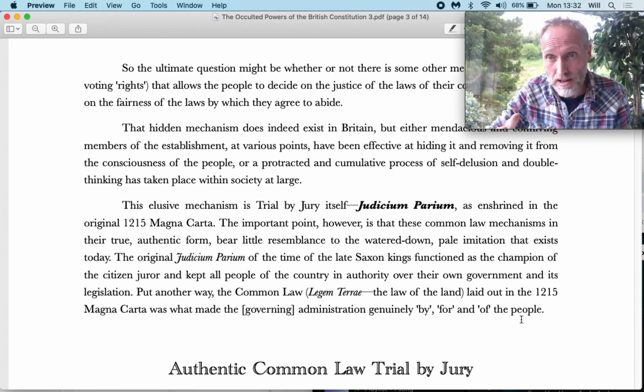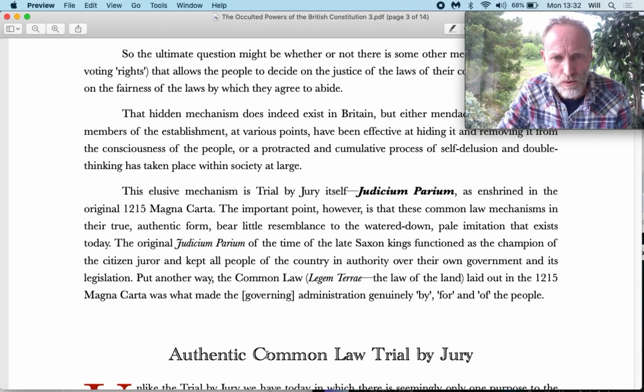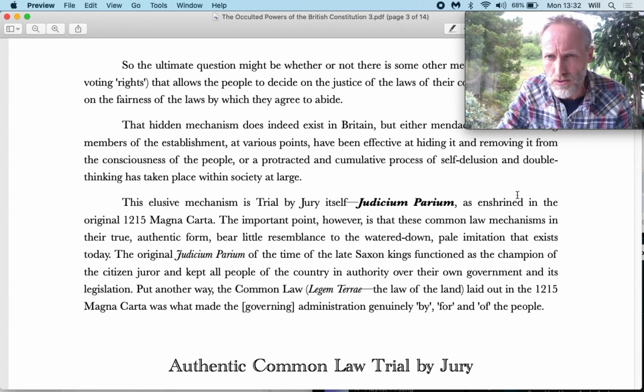So there we go. Part 2 is going to go on to authentic common law trial by jury, and we'll talk about that next.